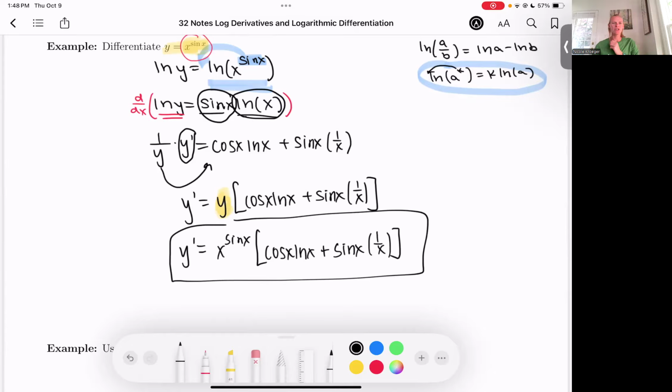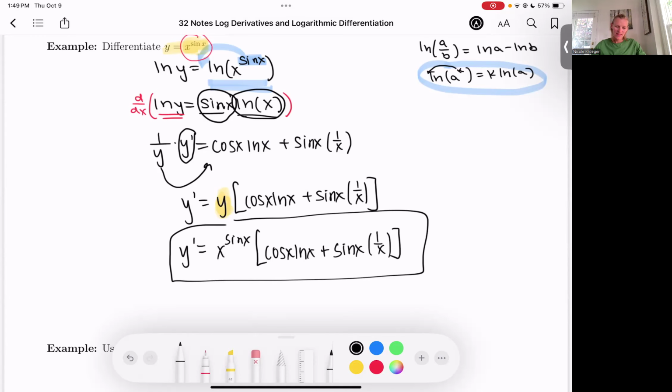So with logarithmic differentiation, we take the natural log of both sides first and then simplify. The hope is that when we simplify, we're going to get something that we can differentiate. And then we use implicit differentiation to take the derivative of both sides of our equation, and then we solve for y prime at the end.